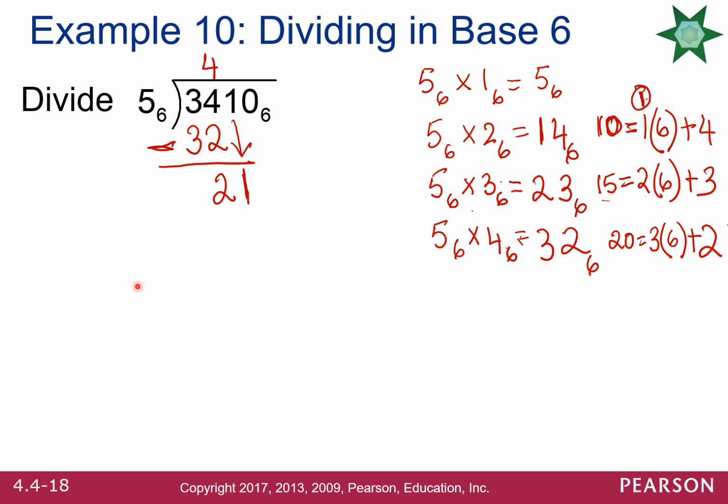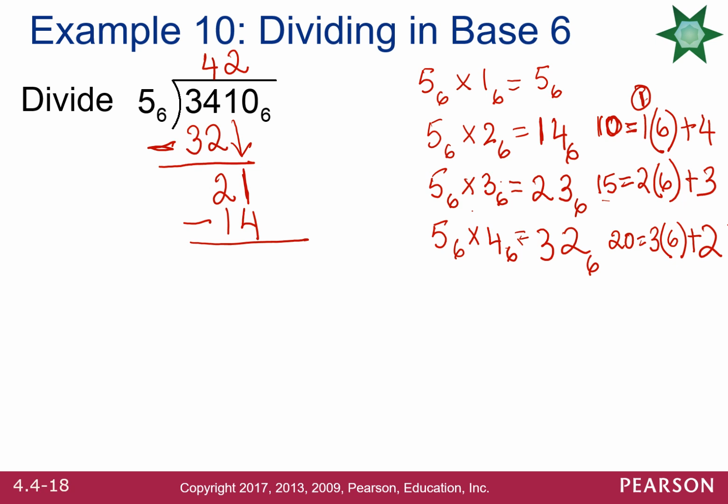What should we multiply 5 base 6 with to get a value of 21? So let's look at the multiplications that we already worked here. 23 is greater than 21, so we cannot use that. 5 base 6 times 2 base 6 is 14, so we have to go with this value. 14 base 6 is the closest to 21. So I'm going to write 2 on top and the 14 below. All right, and then do the subtraction.